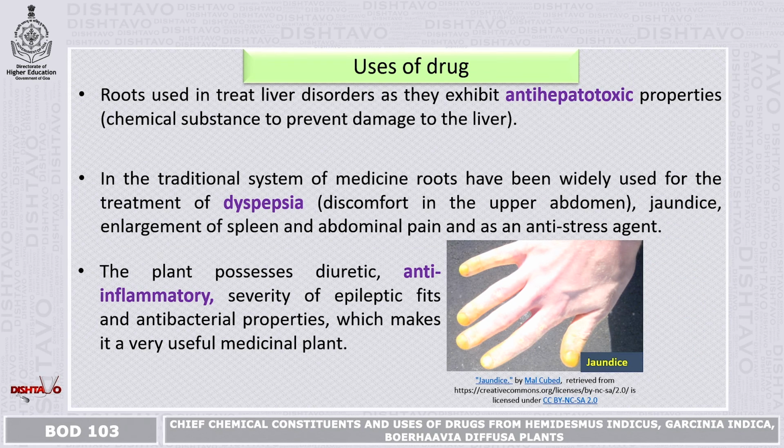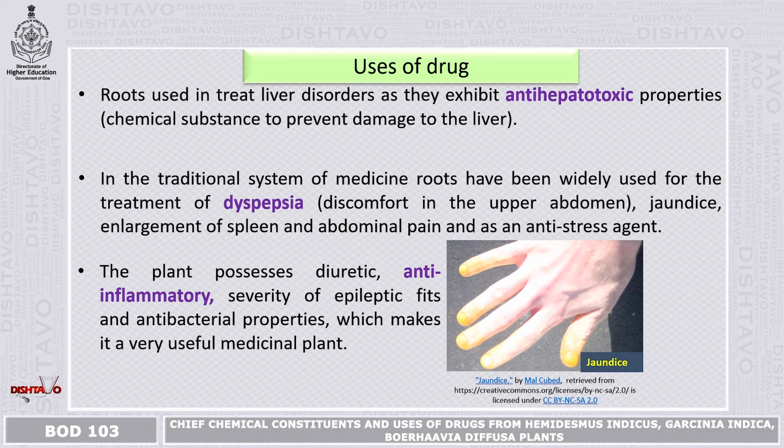Use of drugs. If you see in this picture, you can see a person having extensive jaundice, and the roots are used in treatment of liver disorders as they exhibit anti-hepatotoxic property, that is, a chemical substance to prevent damage to the liver. It's actually used in liver disorders. Now here you can use the traditional medicine system for treatment of discomfort in the upper abdomen and also jaundice extensively.